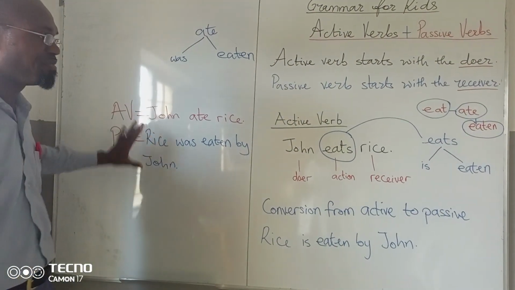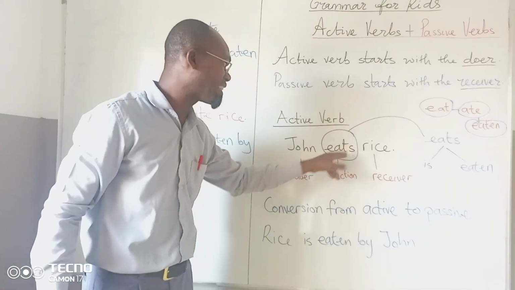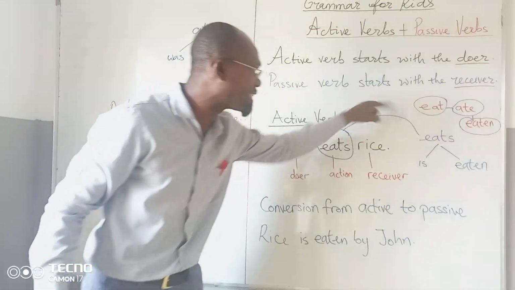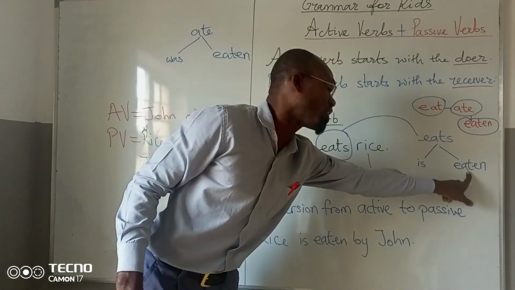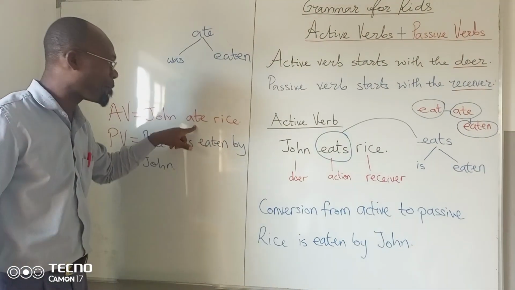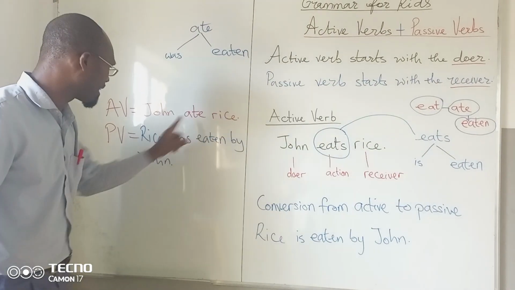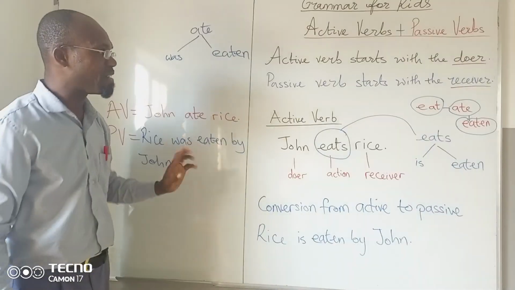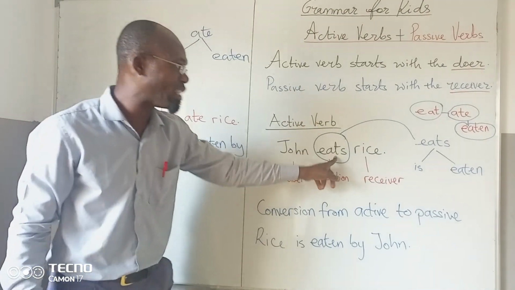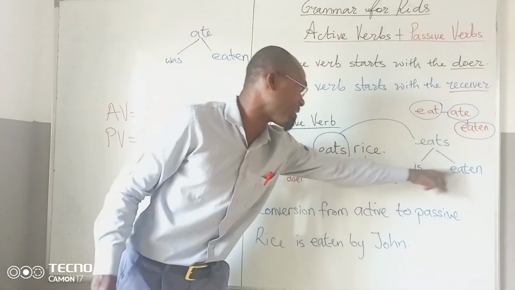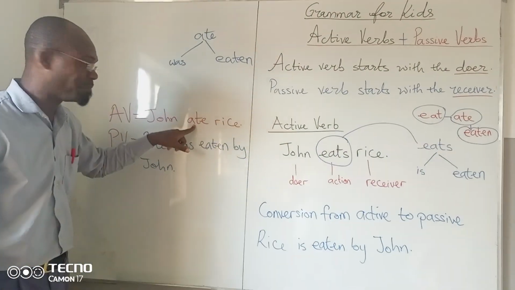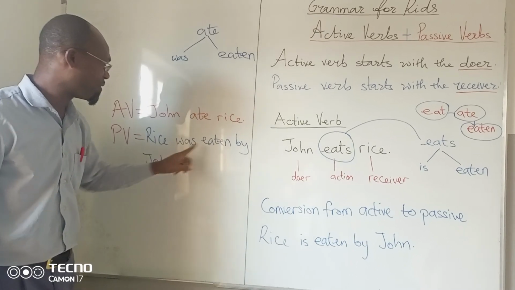Active verb to passive verb. Don't forget, John eats rice. This is present tense. Eats, it's present tense. You split it into is eaten. If it's past tense, ate, you split it into was eaten. Finally, take note: where you have one verb in the sentence, it splits into two verbs, for present tense and past tense.